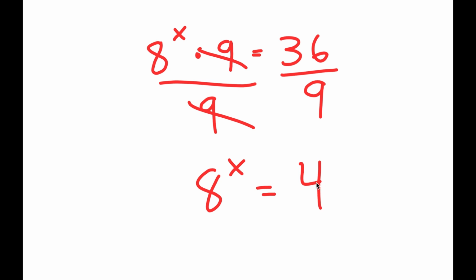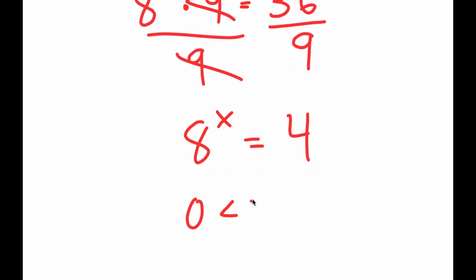So now from here, we can tell that x is going to be somewhere in between 0 and 1 because 8 is greater than 4. So you can't take 8 to the power of a whole number and make it equal less than 8. That's just not possible.